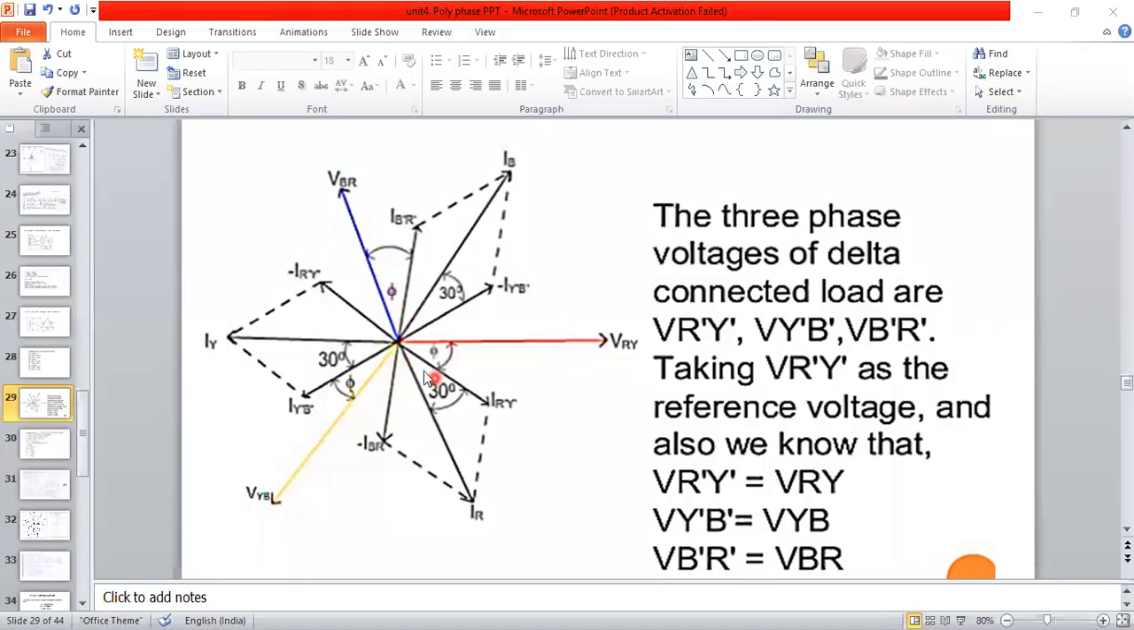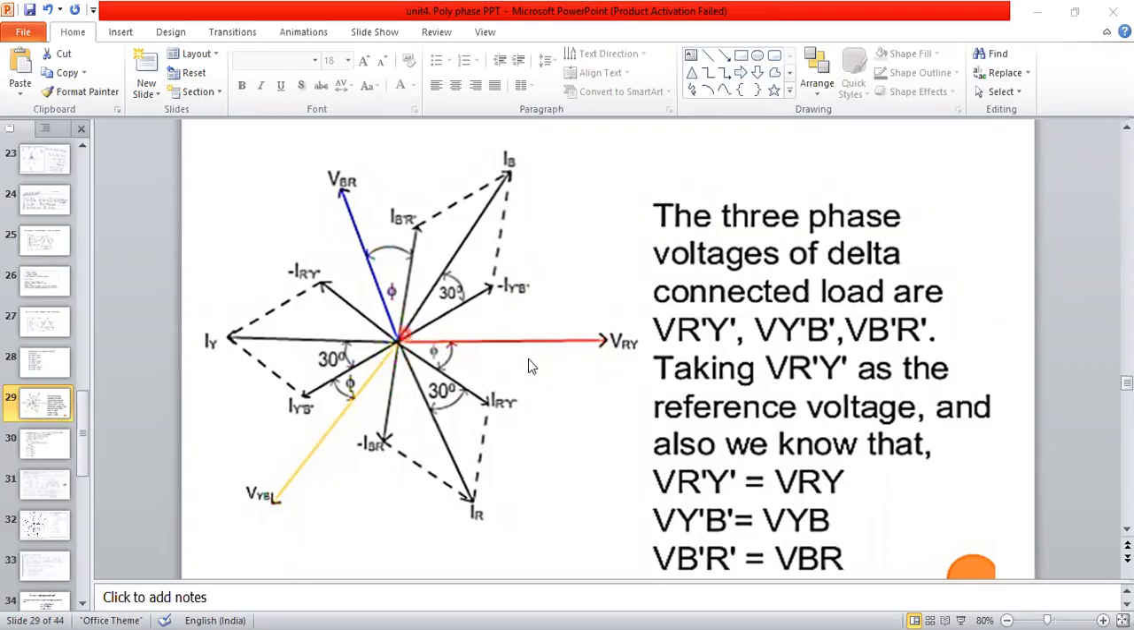Yes or no? Yes, sir. So this phase current to this phase current is again 120 degrees, and this phase current to this phase current again 120 degrees difference is there. So all the voltages are 120 degrees apart and all the currents are 120 degrees apart. We have drawn these first, only 6 lines we have to draw first.